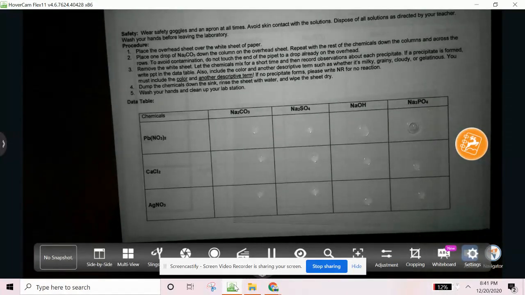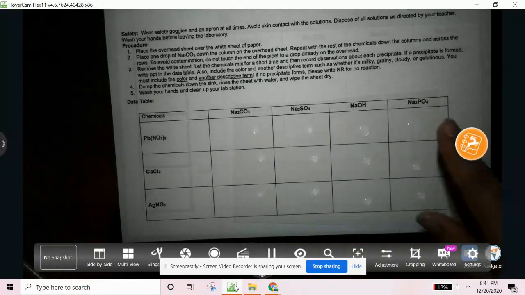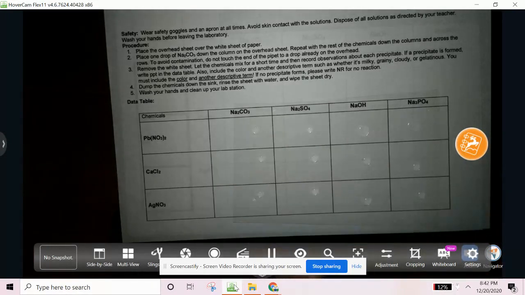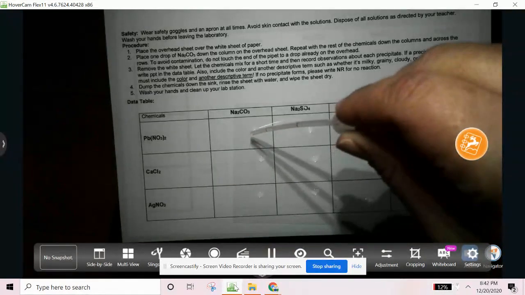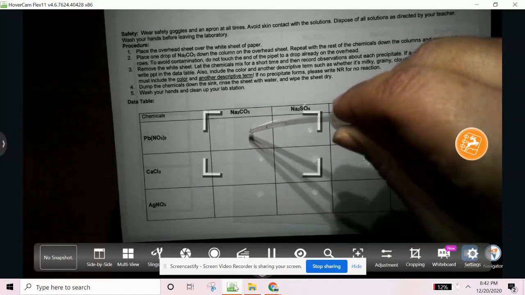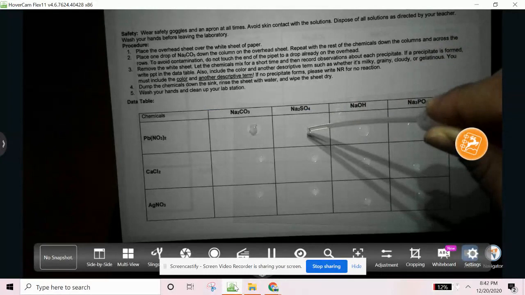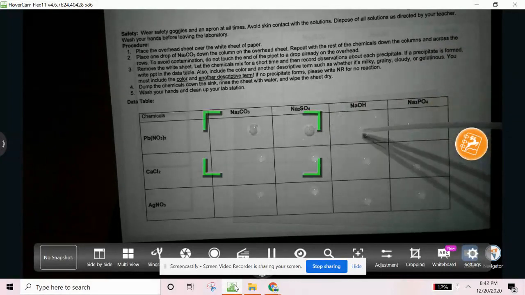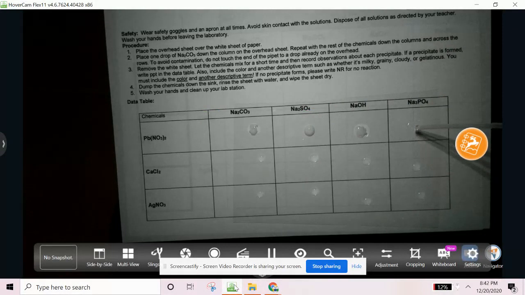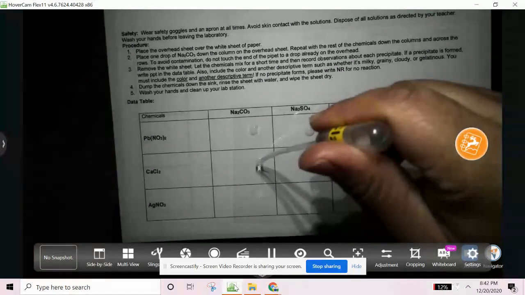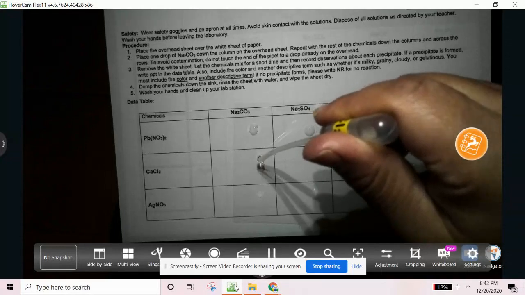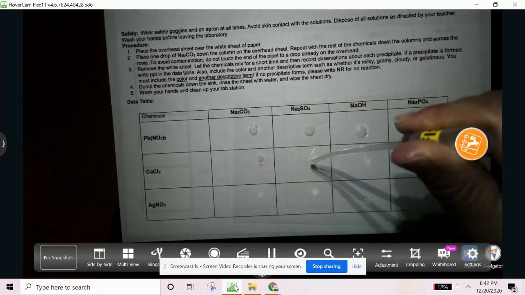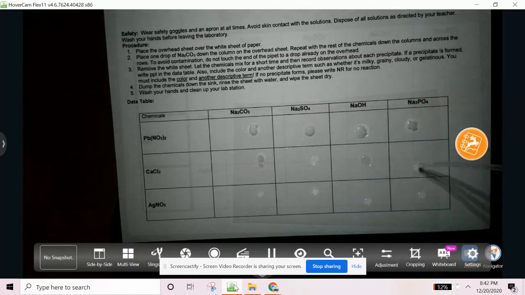And now I'm going to add the chemicals going across. So I have lead 2 nitrate, now I have calcium chloride. Not a full drop fell there, so I just add a little bit more. And the last one, AgNO3.